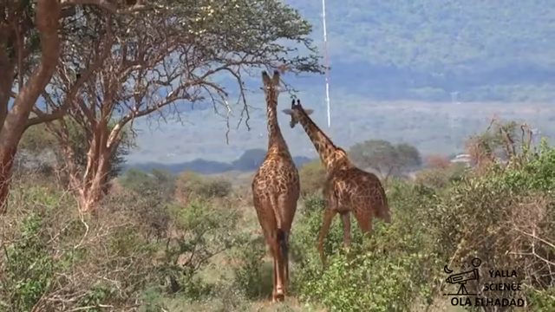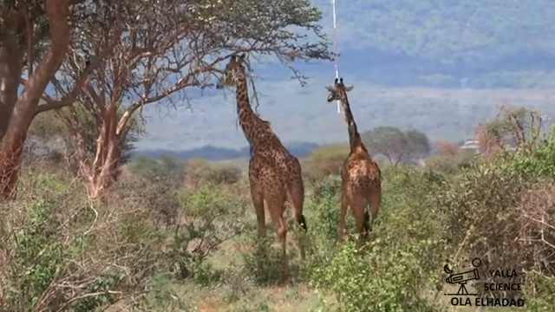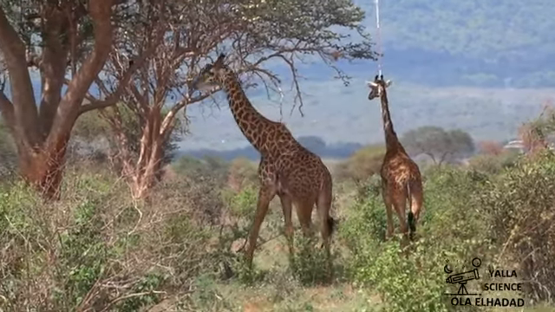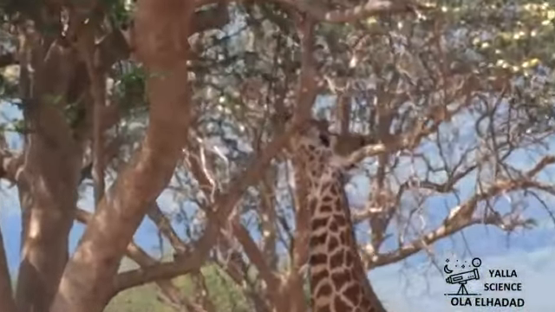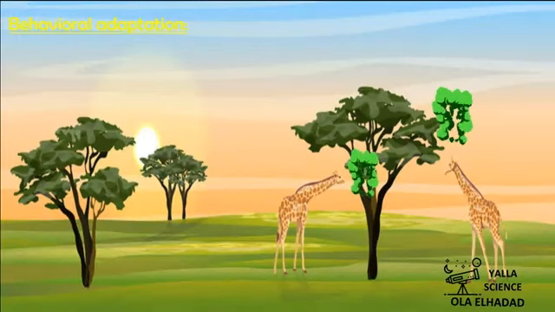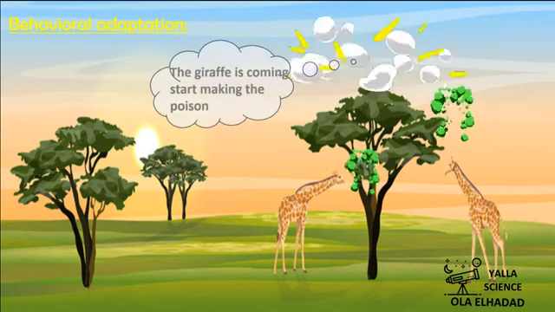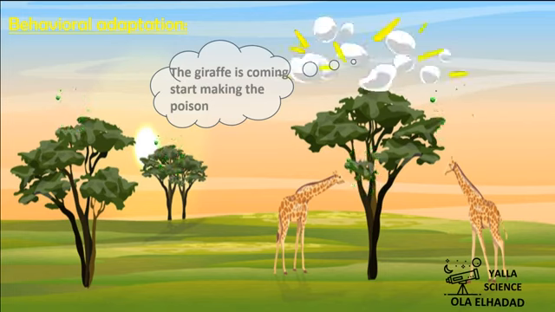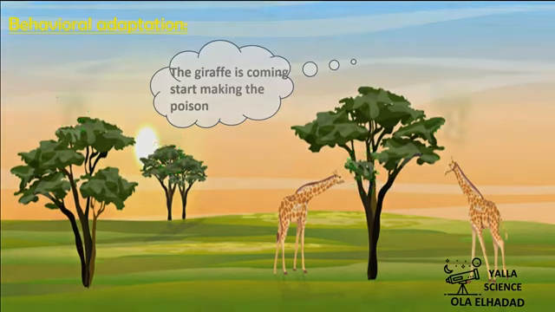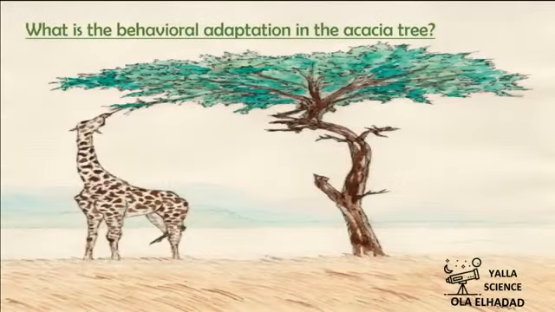But how does the acacia tree defend itself from animals? When an animal begins eating its leaves, it produces a poison that makes the leaves taste very bad to keep the animal away. It sends a smelly message in the wind to warn other acacia trees nearby, telling them to start making the same poison. Now, what is the behavioral adaptation in the acacia tree?